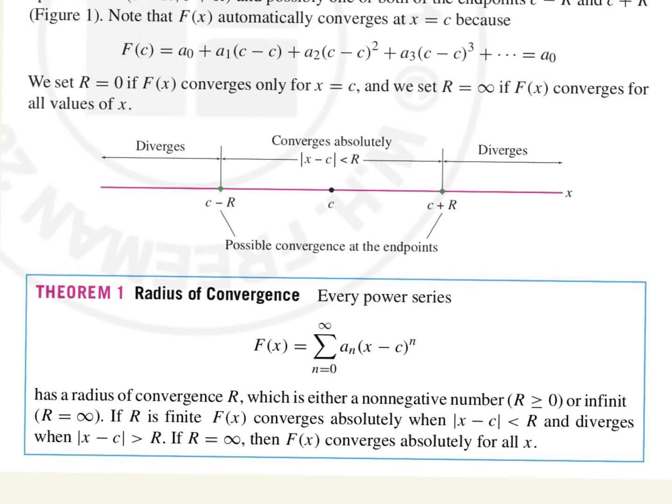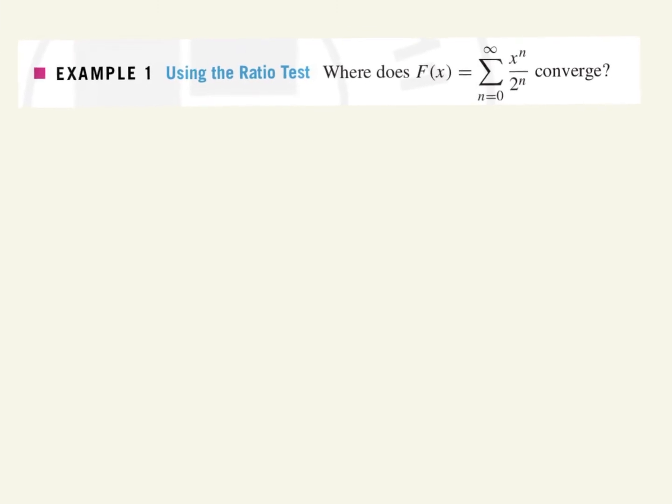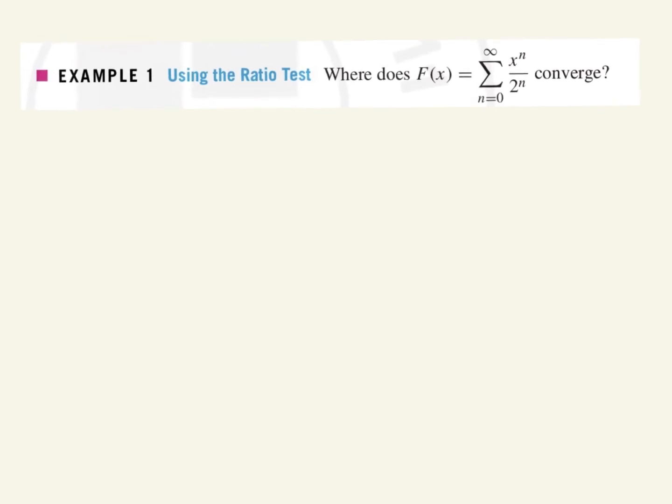All right, here we go. So example 1, using the ratio test, where does capital F of x, this power series, x to the n power over 2 to the n power, where does it converge? So we're going to first find that radius of convergence. I'll label this as our step one.